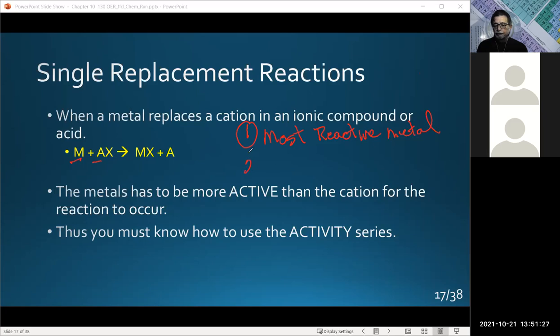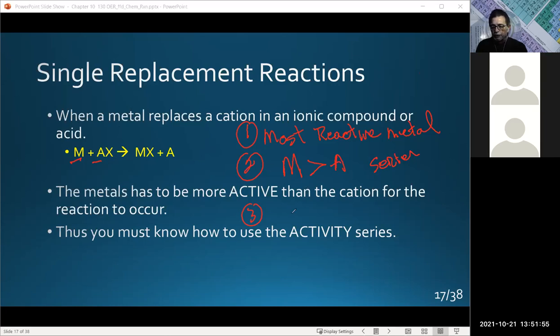We go to the activity series and we find that M is more reactive than A, okay? That's from the activity series. And we compare the metals regardless if they're ionic form or not, just the metal. So the metal M, metal A, find its position on the series. Then determine which one's more reactive.